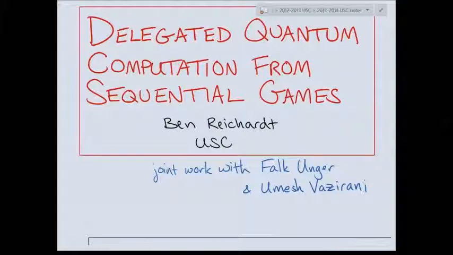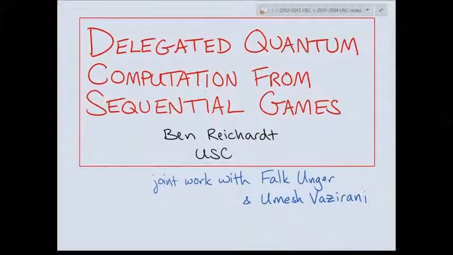Talking about some applications of this CHSH rigidity theorem in terms of how we can use it to control untrusted quantum systems. This is joint work with Bob and with Umesh.